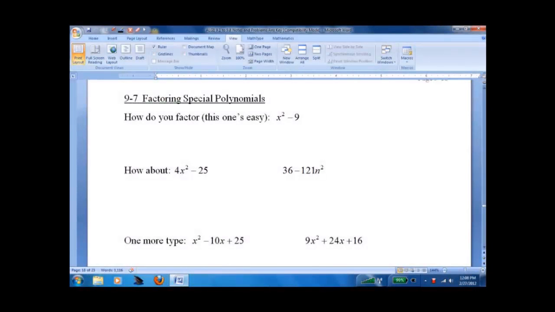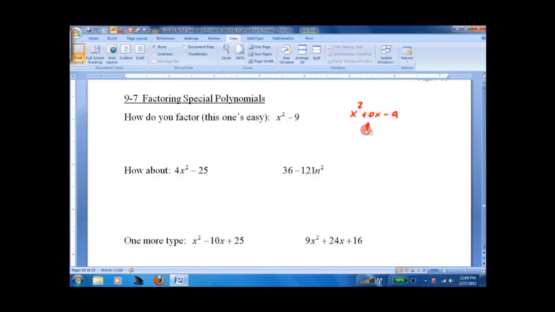Lesson 9-7, factoring special polynomials. Let's jump right in. How do you factor x squared minus 9? Well, a lot of people just show how you do it, but let's just think about it for a second. It's actually got a middle term.